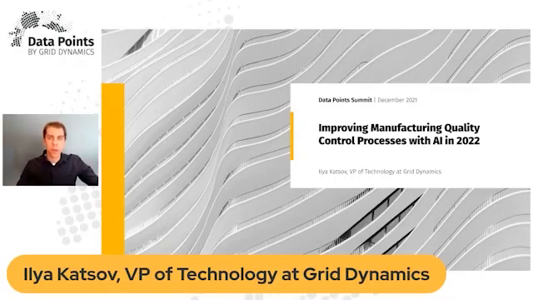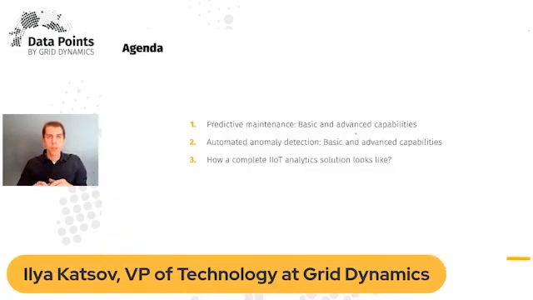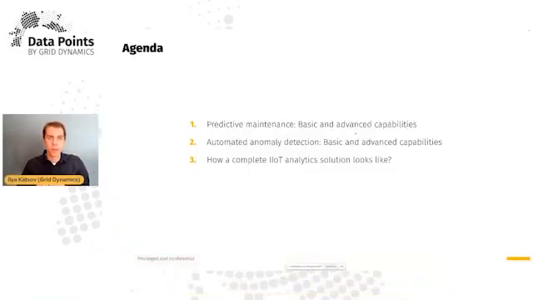And today I will be talking about improving quality control processes in manufacturing and transportation using advanced analytics. For this session, I will be focusing on two topics. The first one is predictive maintenance: what kind of techniques we can use to build predictive maintenance for industrial IoT data, and what are the basic and the advanced techniques and capabilities that we can use.